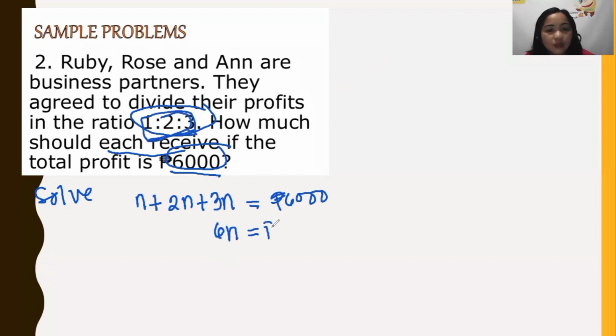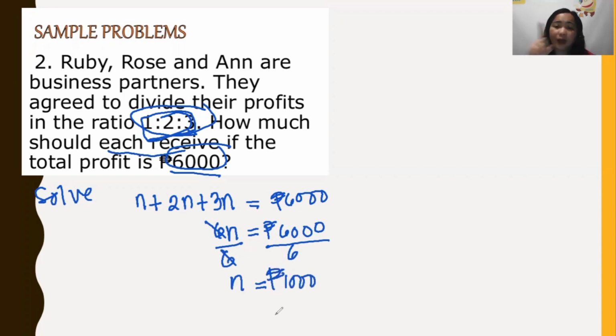That is equal to 6,000 pesos. Dividing both sides by 6, para makuha natin yung value ng n. So, we have here 1,000 pesos. Therefore, kada isang part ng profit, that is equivalent to 1,000 pesos.